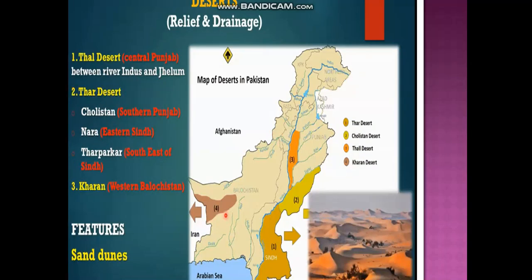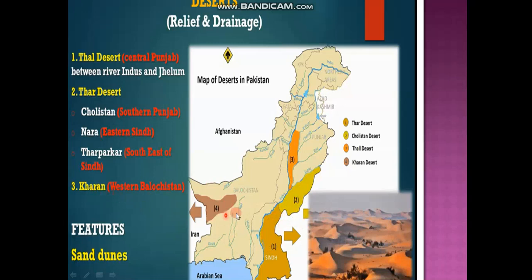And the last one, we have deserts. So we have 4 deserts basically. You can see the orange one, the yellow, the dark yellow, and the brown one. This one is the Thal desert, between the River Indus and Jhelum. Then we have another desert comprised of 3 deserts: Cholistan, Nara, and Tharparkar. And these are basically a part of the greater Thar Desert in India, Rajasthan.